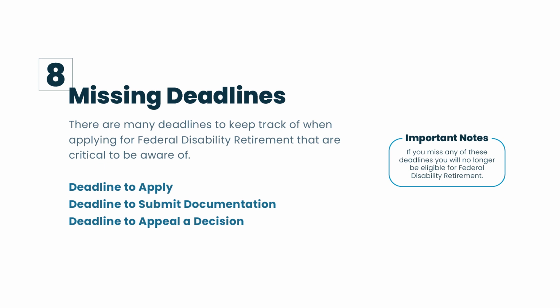The last deadline is when to appeal a decision. So if your initial application is denied, you have 30 days to appeal your decision. If you are not in contact with OPM within that 30 days, then you have missed out on your ability to request a reconsideration appeal for the disability retirement application.